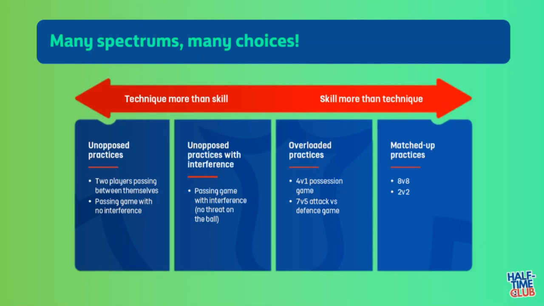So if we look below that, you'll see they're split into 4 different areas. So we have unopposed practices, unopposed practices with interference, overloaded practices, and matched up practices. Now, an unopposed practice is what it says on the tin. That means there's no opposition, no interference that will impact upon a player's choice of behaviour. And we're also probably going to argue that the player's choices are limited within an unopposed practice because there is less going on for them to interact with. So as an example here, we're saying 2 players passing between themselves, or a passing game with no interference. That could be like a passing square or a passing pattern that some of you may be familiar with using.